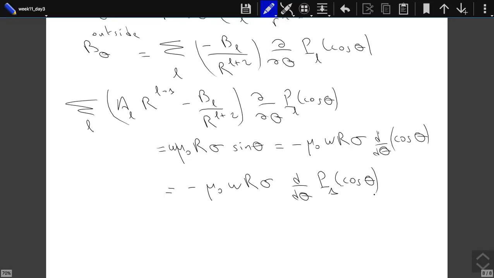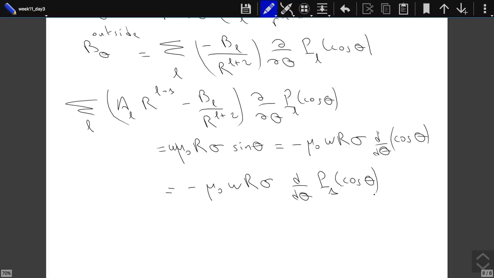Well, we know that the PL of cosine theta are a complete set. They are orthogonal to each other. So if two sums of PL of cosine theta are equal, their corresponding coefficients have to be equal. The same holds for their derivatives. If you want, you can just integrate both sides and get rid of the theta derivatives. So the coefficients of the derivative of PL of cosine theta with respect to theta on both sides should be equal.